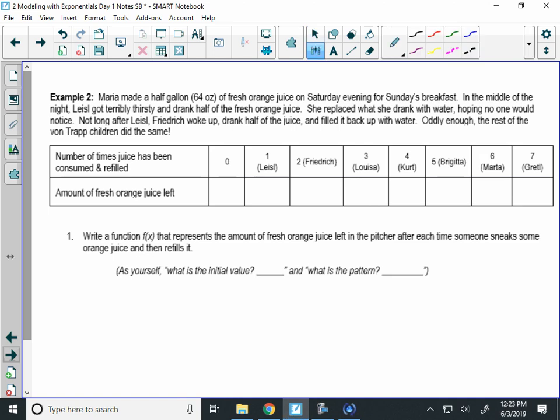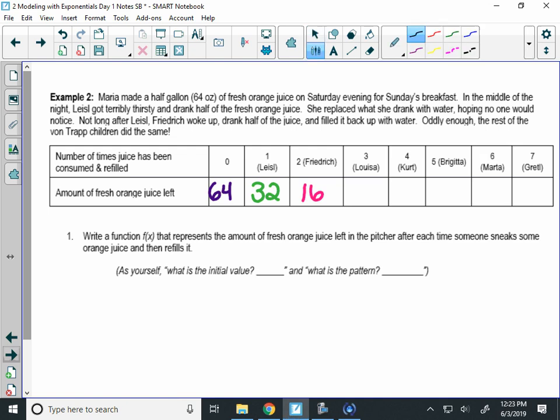At the start, at time 0, there were 64 ounces of orange juice. That's of what Maria made. Now, after Liesl came through, she drank half of the orange juice, and there was only 32 ounces of orange juice left. She refilled the pitcher, but that pitcher still only has 32 ounces of orange juice. When Friedrich came, he drank half the pitcher, which took that 32 down by half to 16.